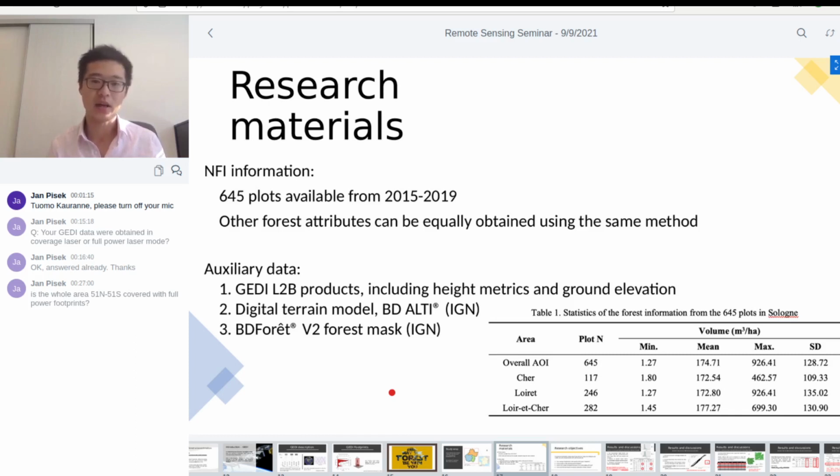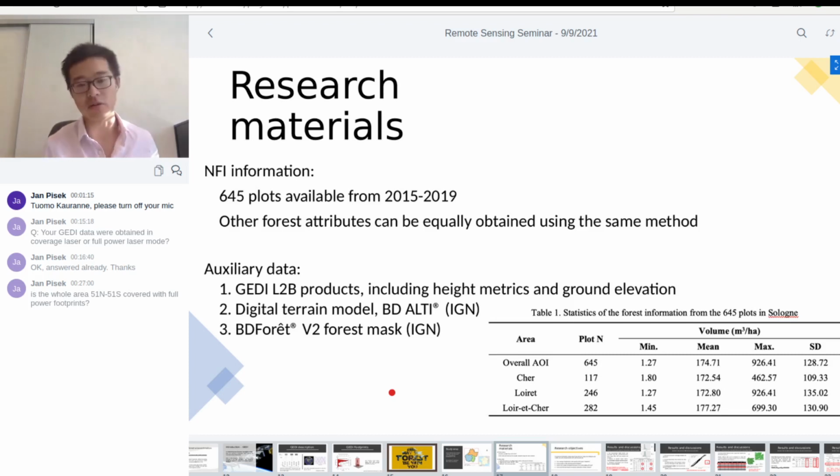And for the auxiliary data, we have the GEDI level 2B product, which mainly includes height metrics and ground elevation. We also have a digital terrain model and a forest mask from another French institute, but they're also freely accessible. And I believe in many countries you also have these 2 products.